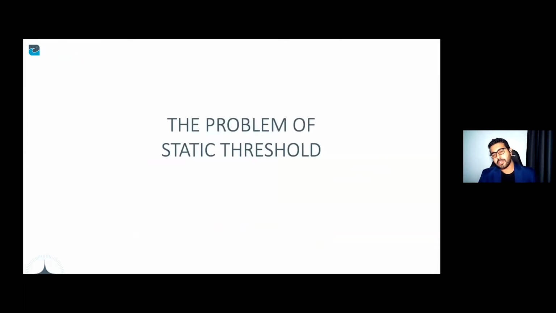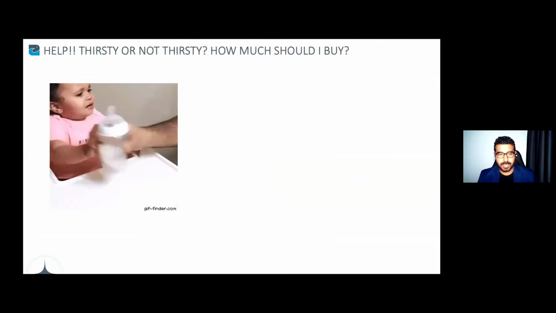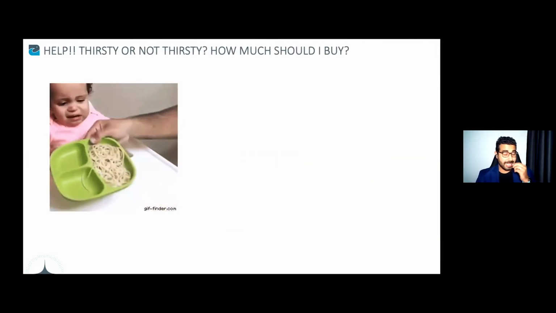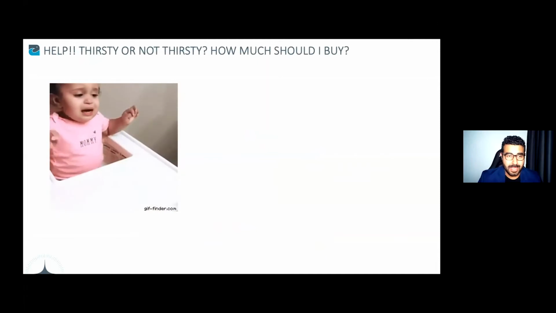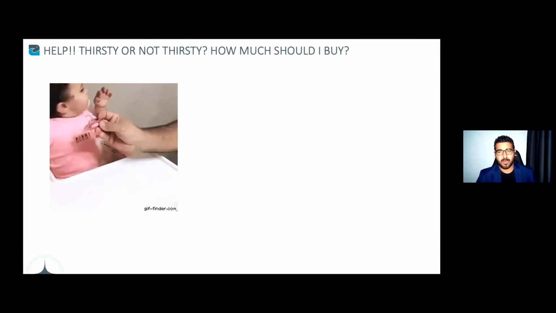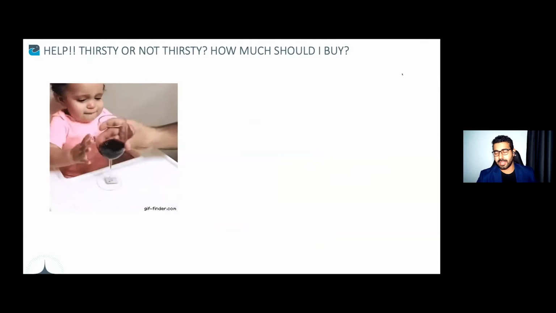So I need to talk first about the problem of static threshold. Let me give one example and I need your help, okay? How much milk should I give to my daughter?